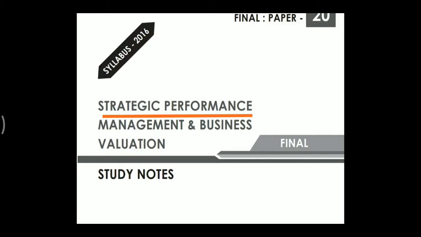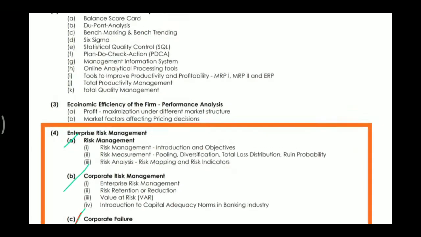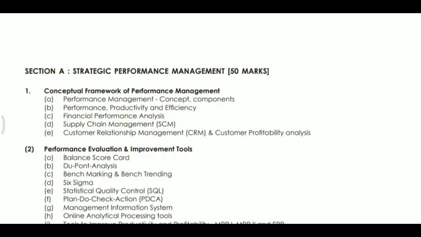CMA Final Paper 20 Strategic Performance Management and Business Valuation. ఈ పేపర్ 20 వచ్చేసి 100 మార్క్స్ పేపర్. ఇది ఇందులో 50 మార్క్స్ విల్ బి స్ట్రాటజిక్ పర్ఫార్మెన్స్ మేనేజ్మెంట్.